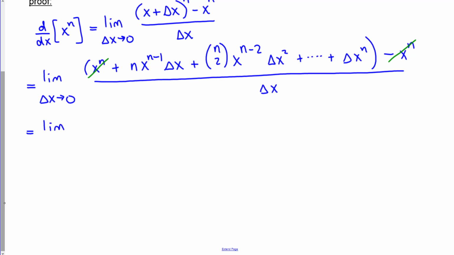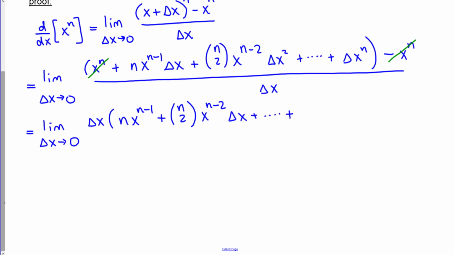In the next stage of the process, all the terms in the numerator have a factor of delta x left over. And we saw this in the examples that we did. We then factored out that remaining delta x term. So that leaves n times x to the n minus 1 plus n choose 2 x to the n minus 2 times delta x. And then all the terms in between lose a delta x as well. Then plus delta x to the n minus 1, because the last term loses a delta x also, because it just got factored out. But there's this factor of delta x in the denominator.